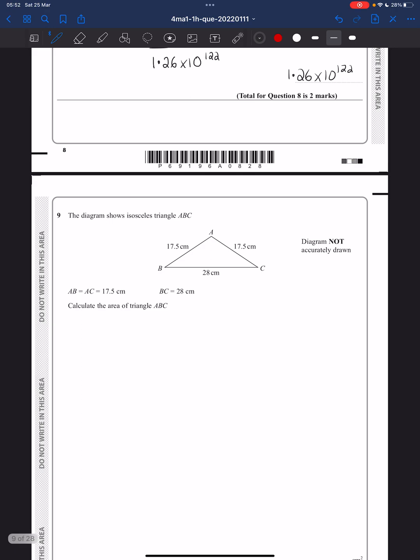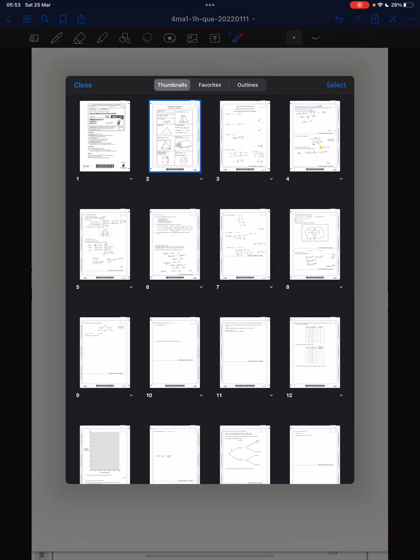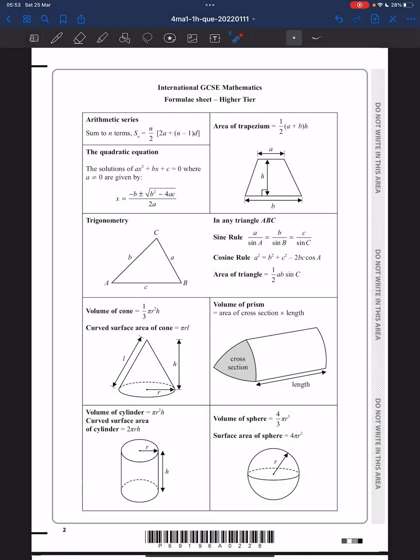Number 9. The diagram shows the isosceles triangle. This is one from the formula sheet at the top. Okay, so it's a triangle, not right angled, so we can't do any SOHCAHTOA or Pythagoras. AB is AC, 17.5 and BC 28, calculate the area. Right, so I'm going to go to the top here, area of a triangle, that's one that we're going to use for this one. So this is a half ab sine C, a half lowercase a, lowercase b sine C.